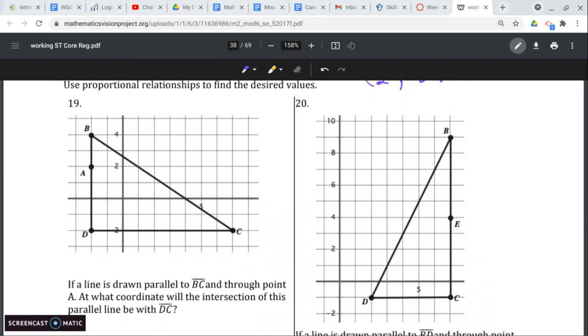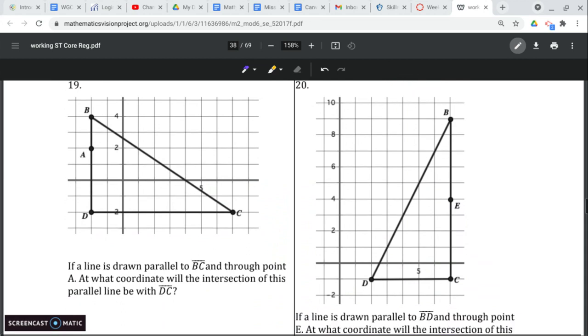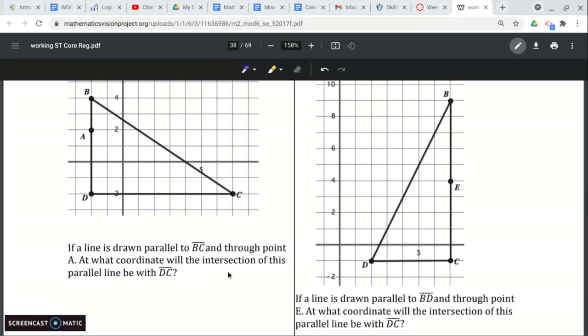All right, next we're looking at using proportional relationships to find the desired value. So for 19, if a line is drawn parallel to BC, so here's our BC, and we want to draw a line parallel. So that means it'd have to be going down like this. And through the point A, at what coordinate will the intersection of this parallel line be with DC?